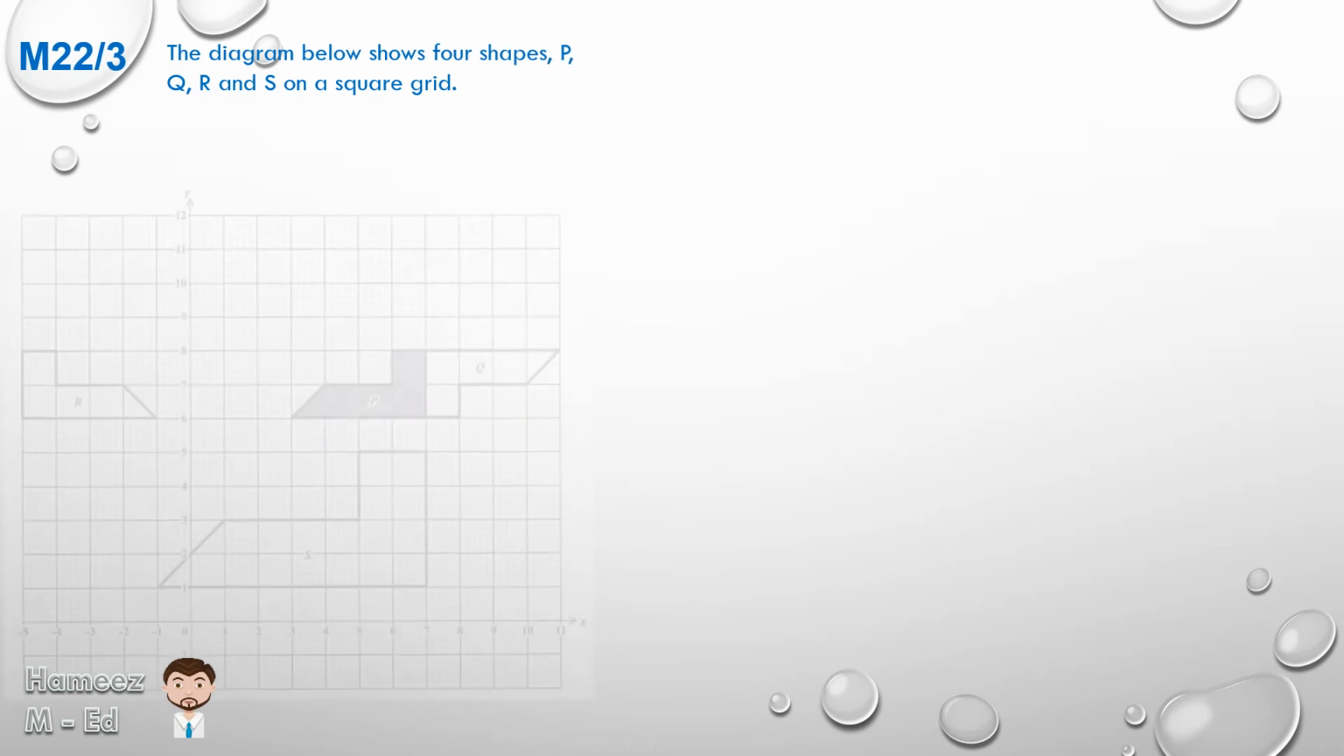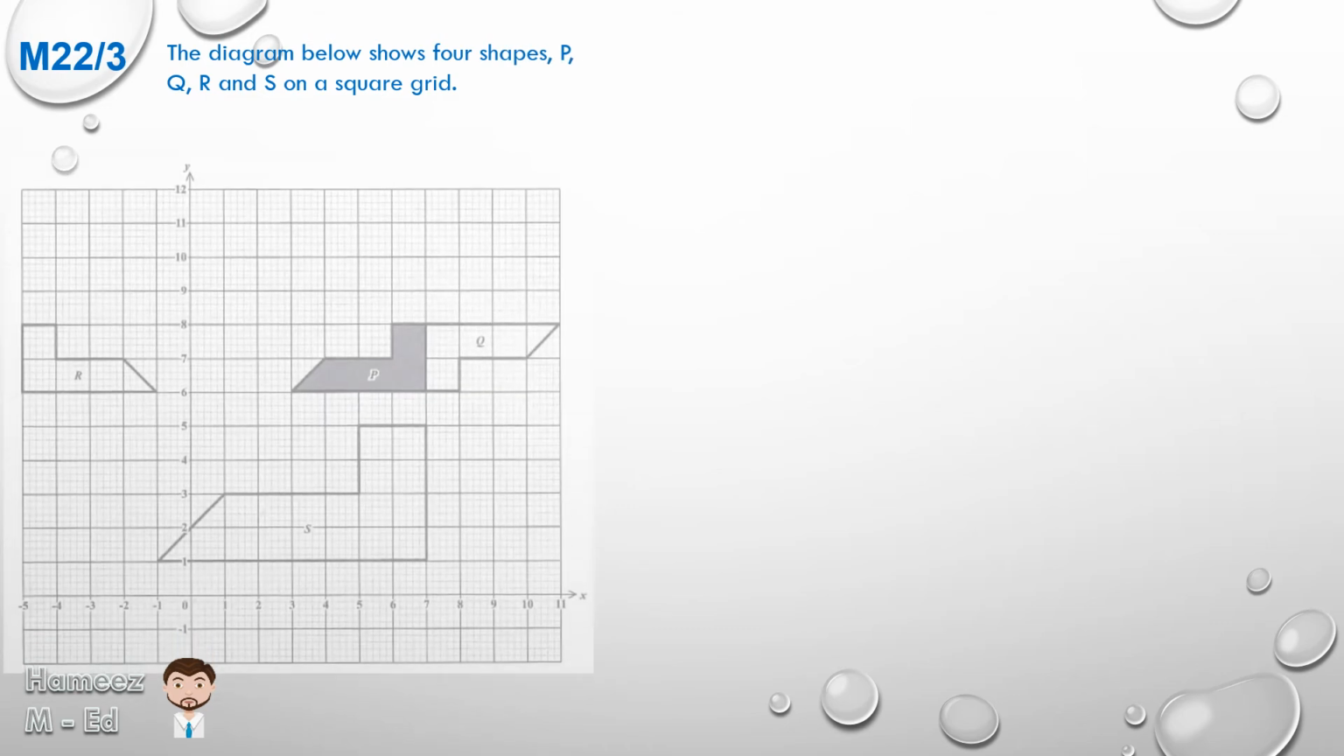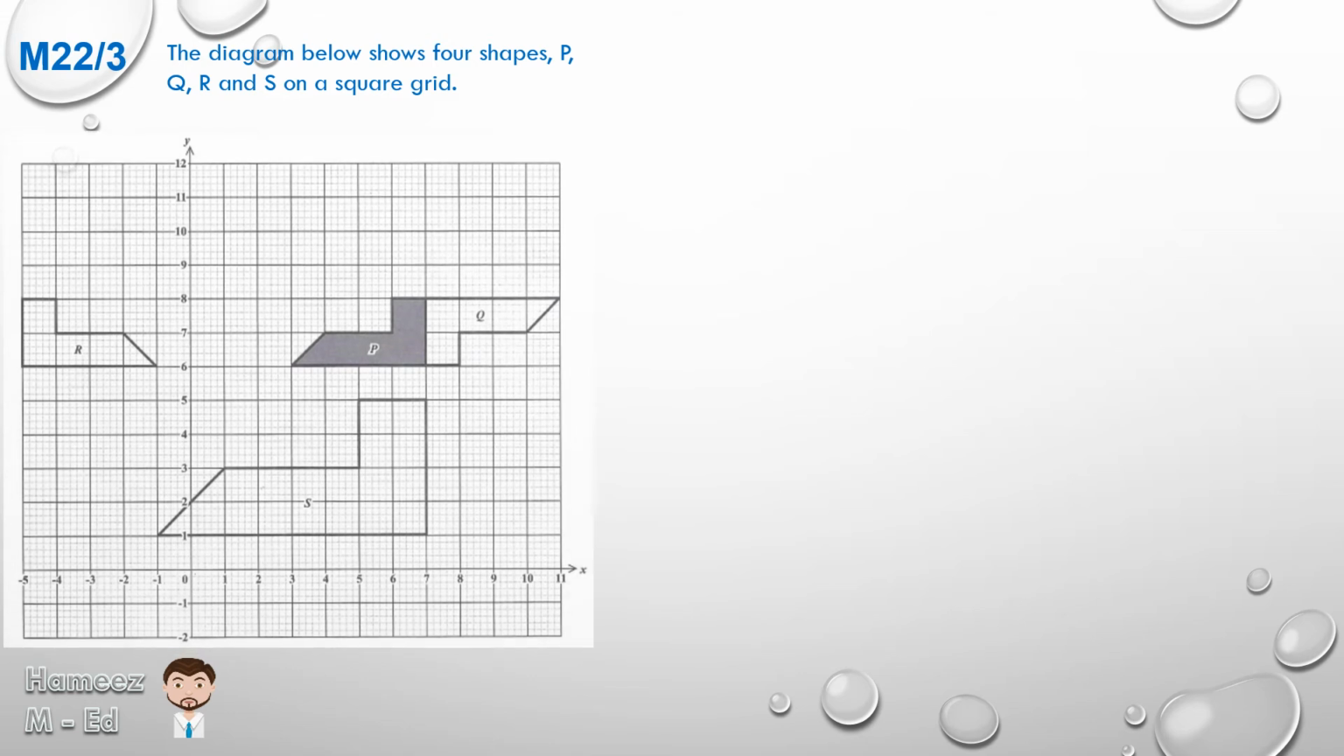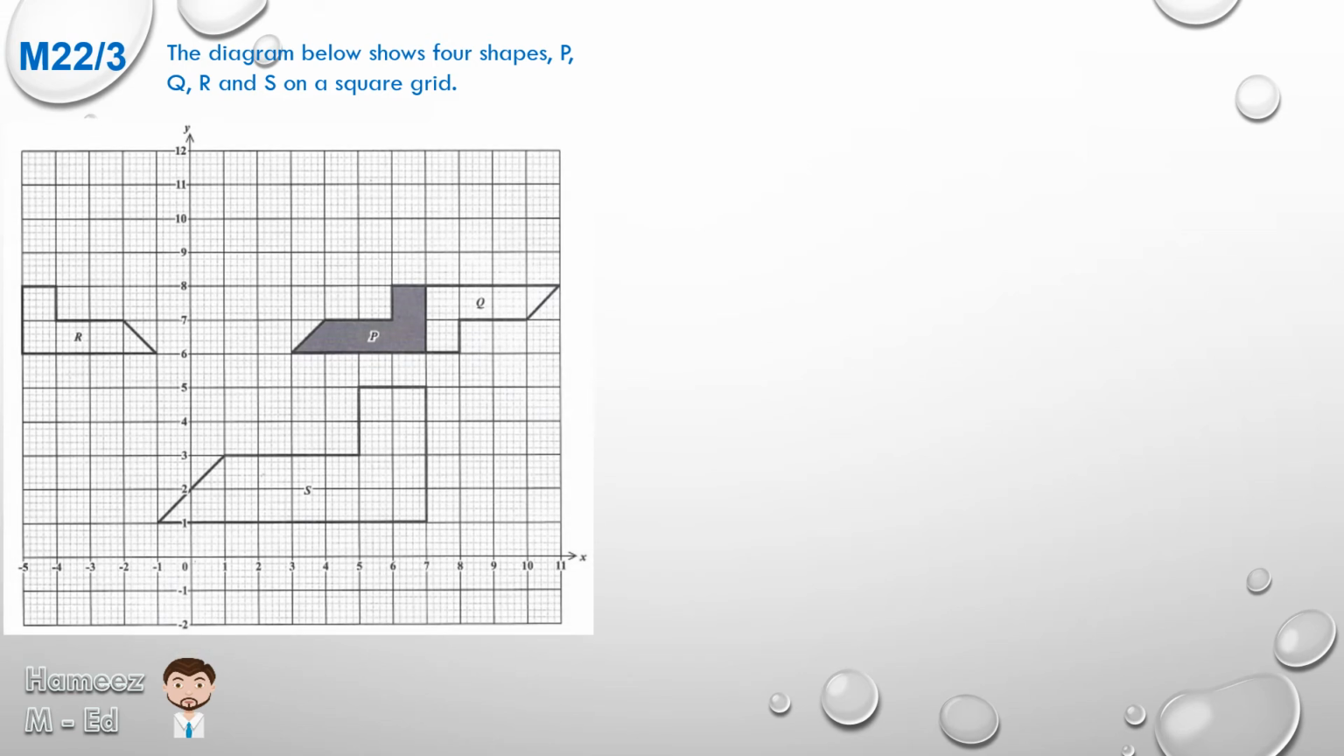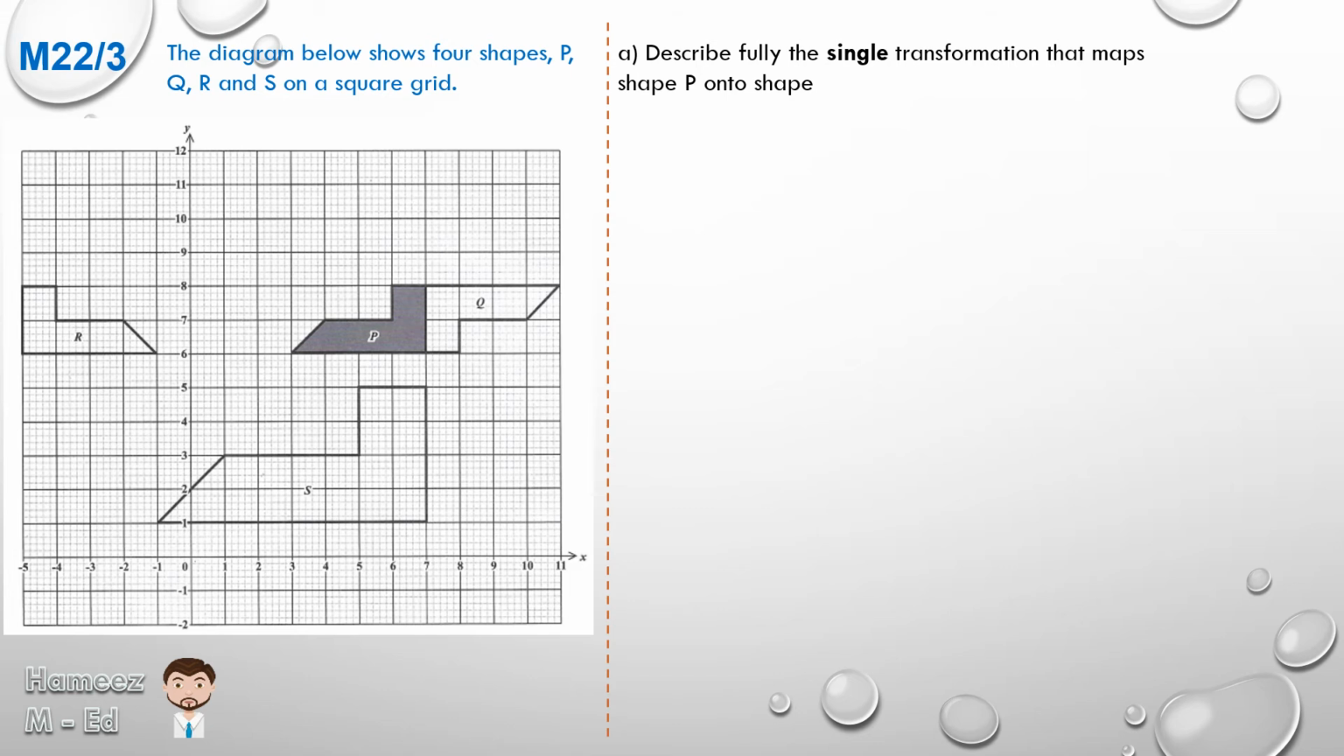May 2022, number 3. The diagram below shows 4 shapes. P, which we have as shaded, Q, the shape to the right of it, R, the shape to the left of it, and S, the shape below, on a square grid. Part A. Describe fully the single transformation that maps shape P onto Part 1.